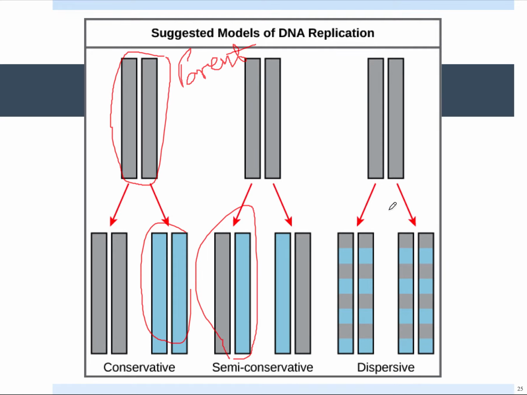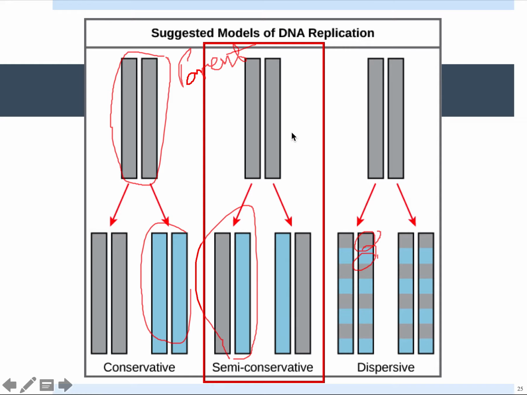And then there is a third model, that is the dispersive model. So there's the conservative, there's the semi-conservative, then there's the dispersive. The dispersive model says that the two, in terms of the new and the old, are mixed together. So you have old genetic material, new genetic material, like that they're all mixed together. What we have noticed is that it is this model that actually is the correct one.